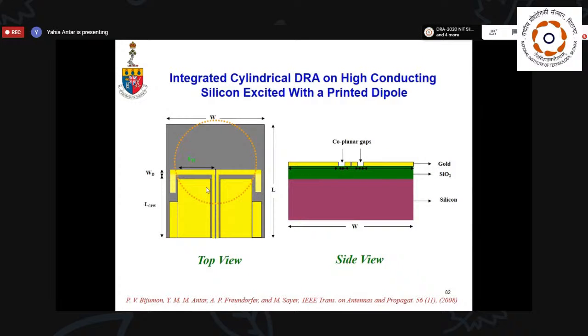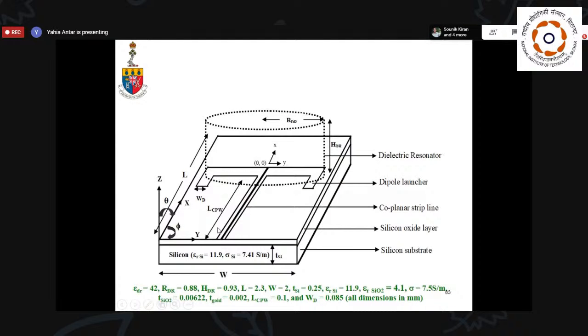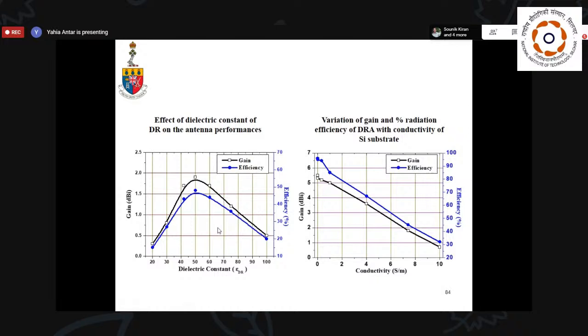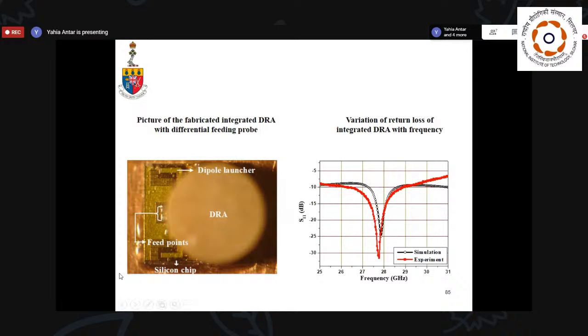And you could actually put the DRA on the chip, and these are some of the examples. You're actually using a coplanar line to feed. And these are some of the designs we've done there, and you actually achieve good performance with some of them. The important thing here, if you see in the next slide, is the DRA here, and you get quite good performance at this particular frequency.